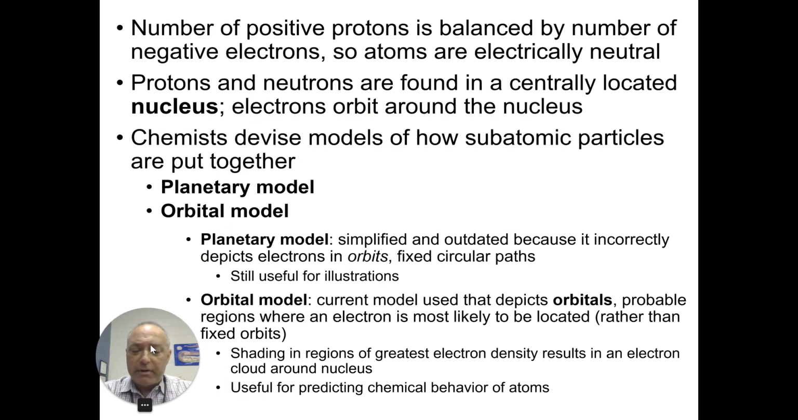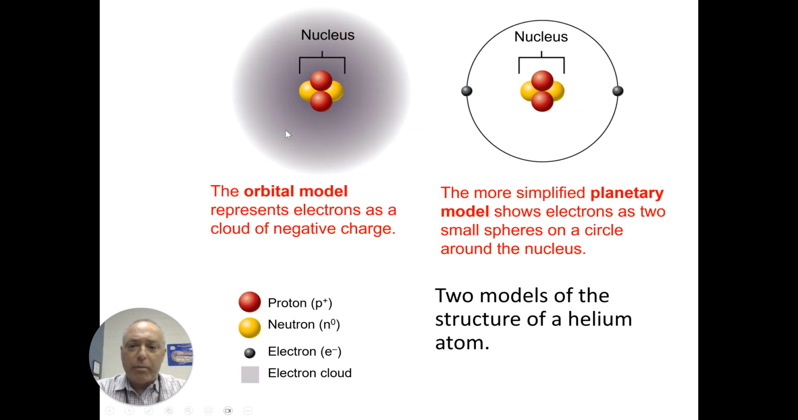So there are two different models that can help to explain these particles. There's a planetary model and the orbital model. The planetary is a simplified model, but it's quite outdated because it incorrectly depicts the orbitals. The orbital model is our current model. It's a probable region where an electron is located rather than fixed orbits. Okay, so here's the orbital model. It represents electrons as a cloud of negative charge. In the middle, we've got our two protons in red and our two neutrons in yellow. And this electron out here is spinning around very fast, taking up this much space.